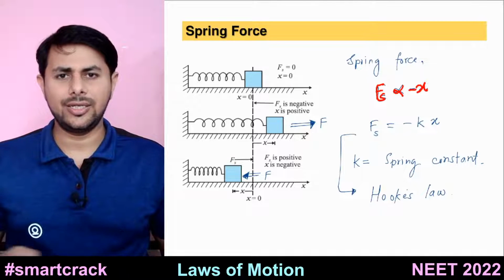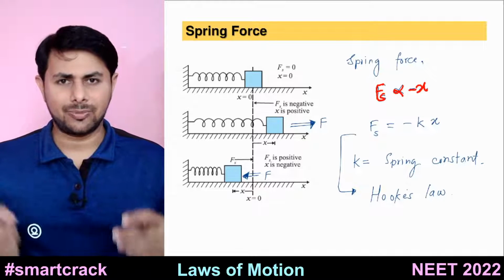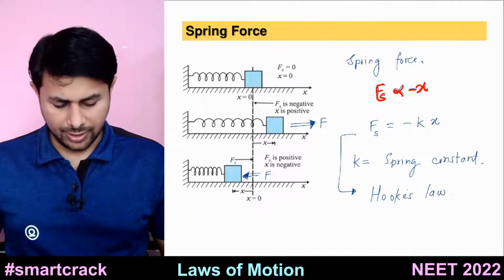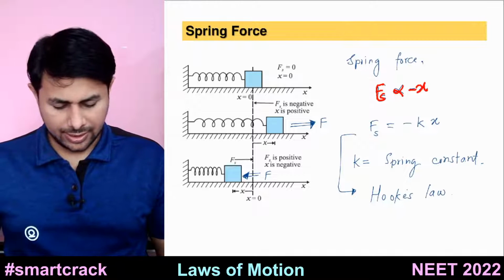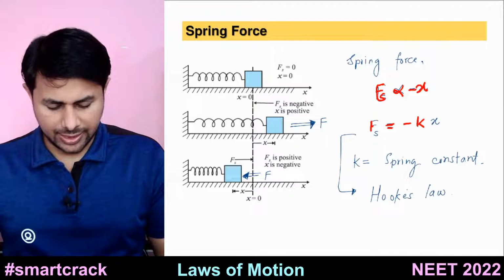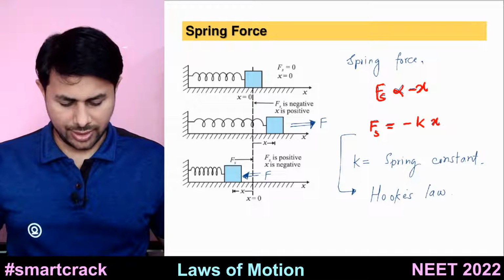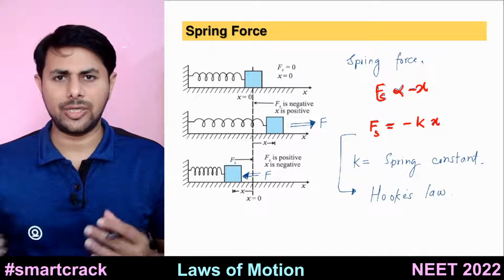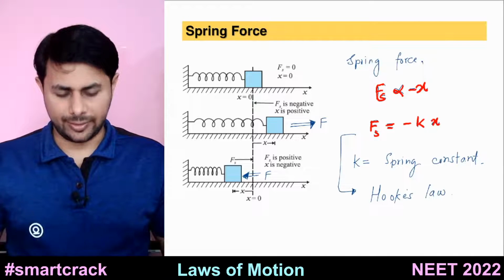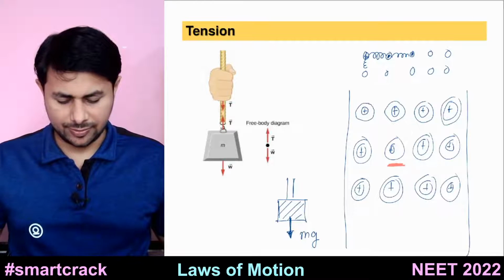So it acts in the opposite direction of the displacement. Force is directly proportional to displacement and it acts in the opposite direction of displacement. This is known as Hooke's law. And if you remove the proportionality sign and put an equality sign, then a constant will come. If you call it K, this K is known as the spring constant. So this is the force generated in a spring. It always acts in the opposite direction to that of the displacement.